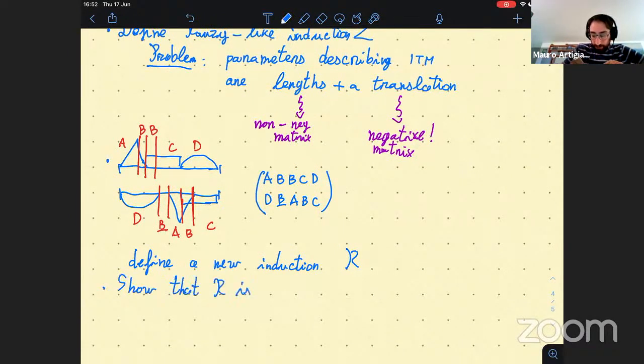Okay. And once you have this, then you show that R is well defined and fits into the Fougeron framework.